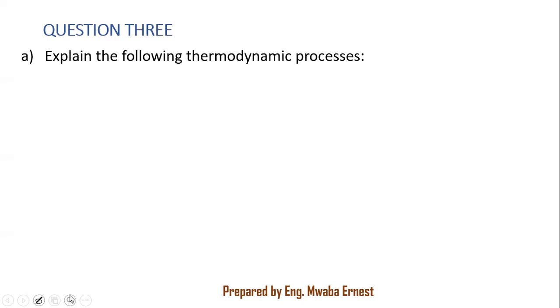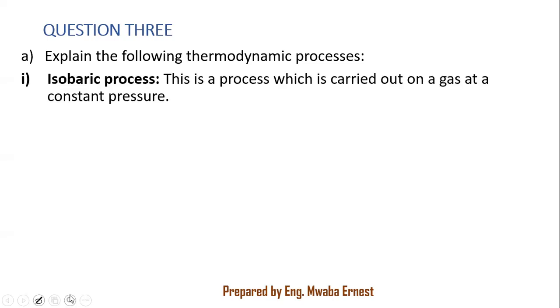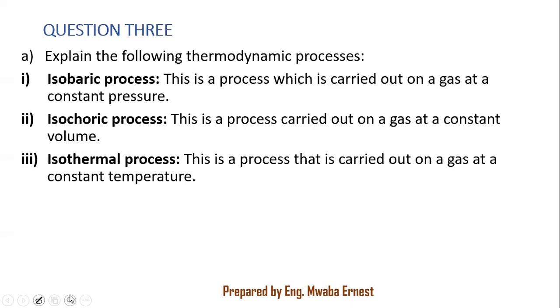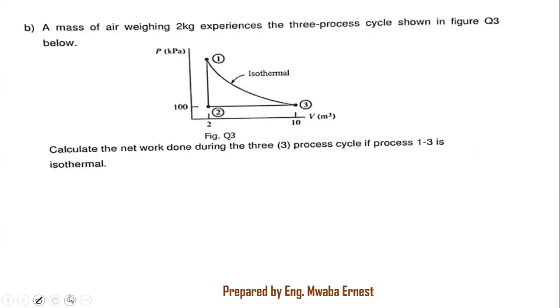Third question. As usual, explanations start first. Isobaric process, this is a process carried out at a constant pressure. Isochoric, carried out on a gas at a constant volume. Isothermal, you keep the temperature constant throughout the process. And here is our part B.